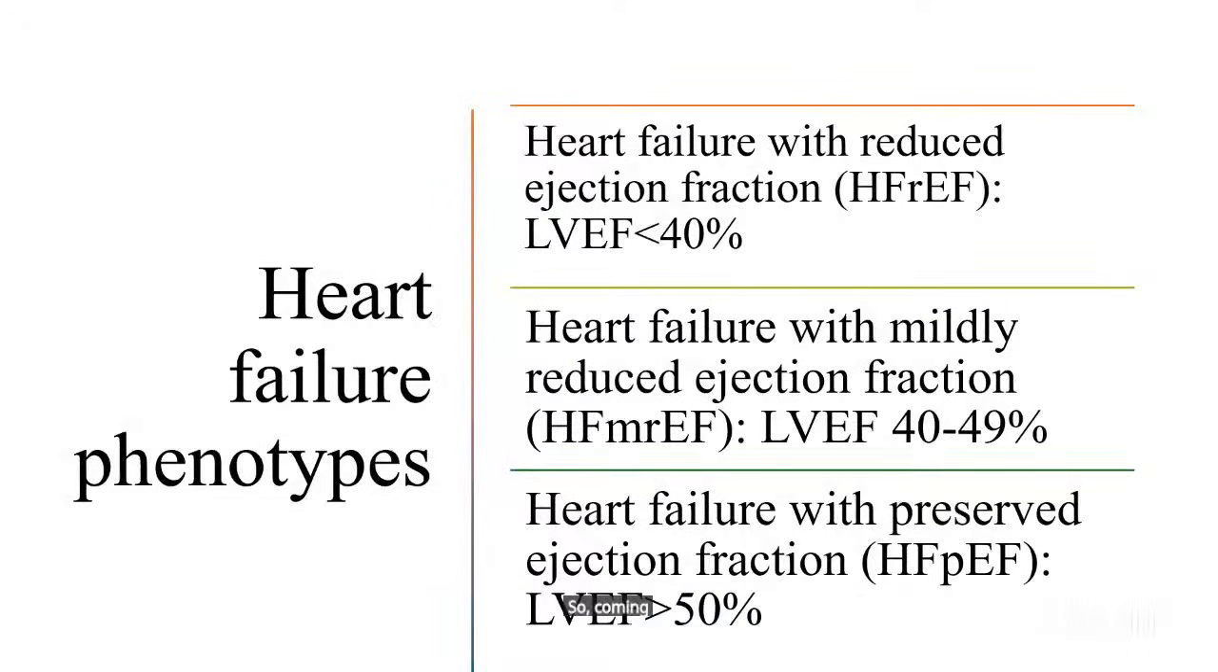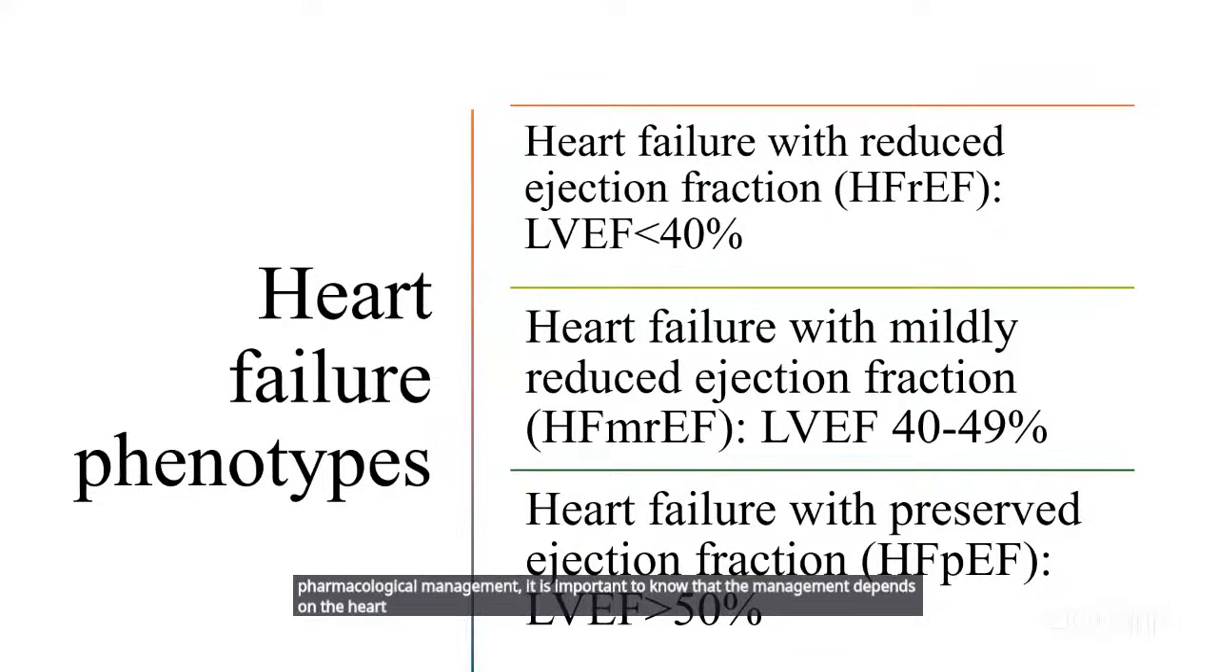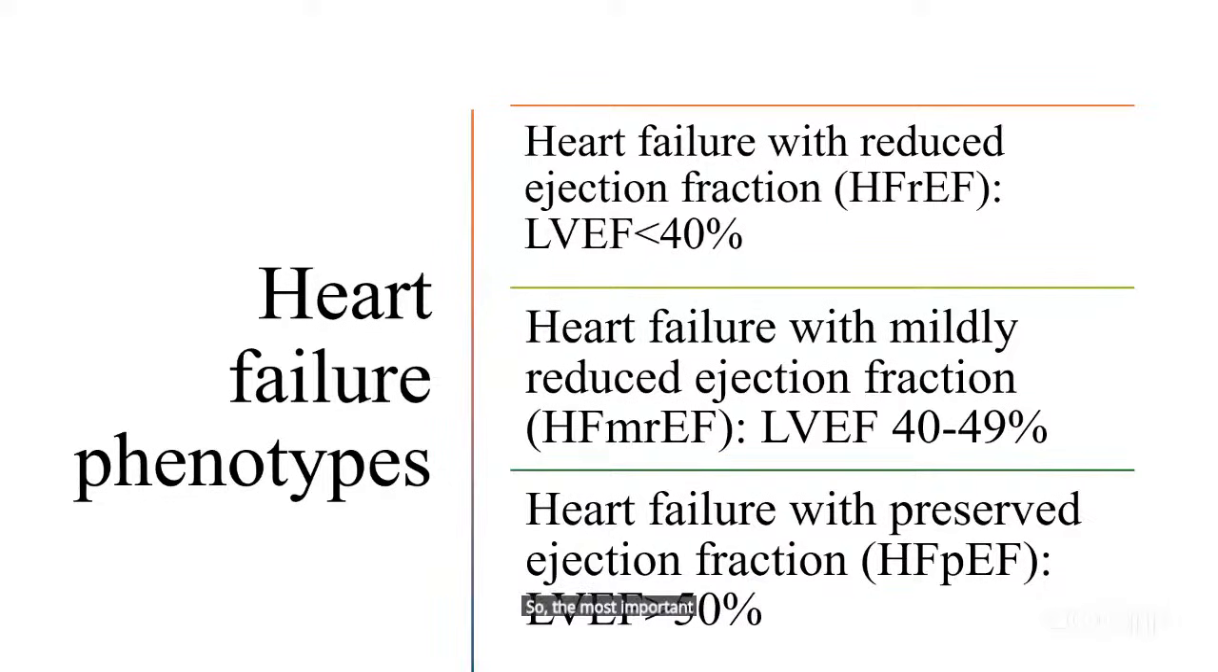So coming to heart failure phenotypes. Before we proceed to the pharmacological management, it is important to know that the management depends on the heart failure phenotype. The most important parameter to divide these patients is LV ejection fraction by 2D echocardiogram. If the LVEF is less than 40%, it is termed heart failure with reduced ejection fraction. If the ejection fraction is 40 to 49%, it is mildly reduced ejection fraction. And if it is more than 50%, it is called preserved ejection fraction.